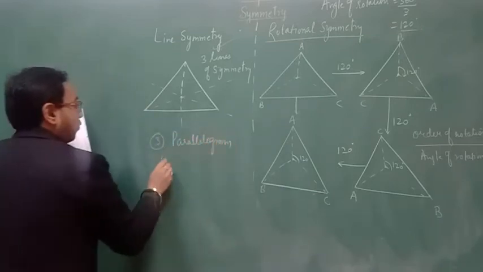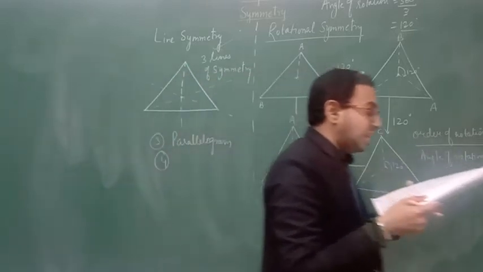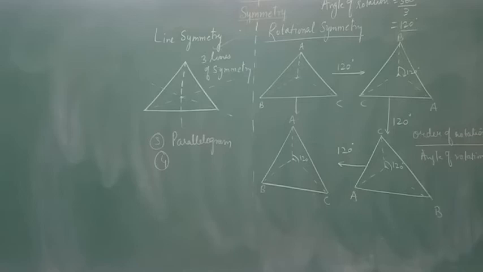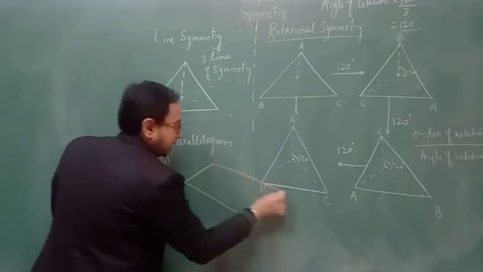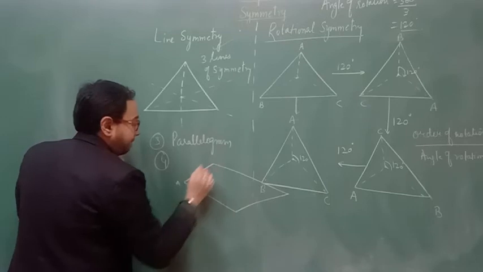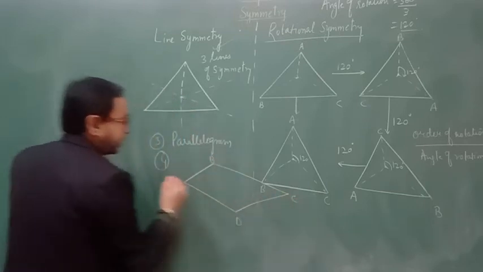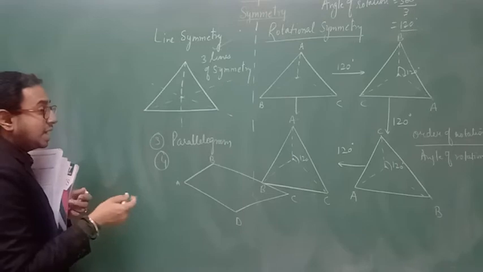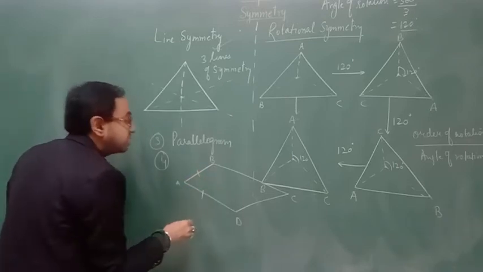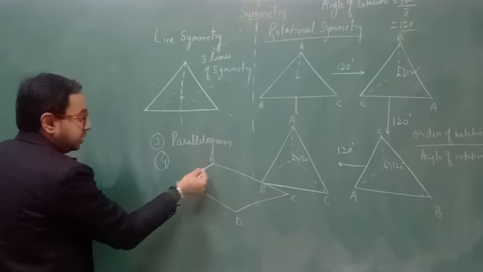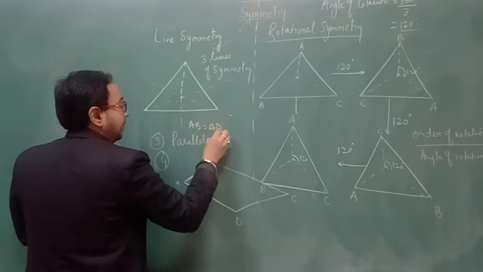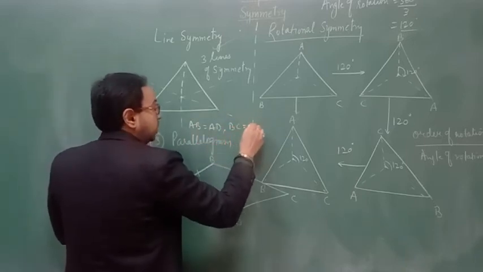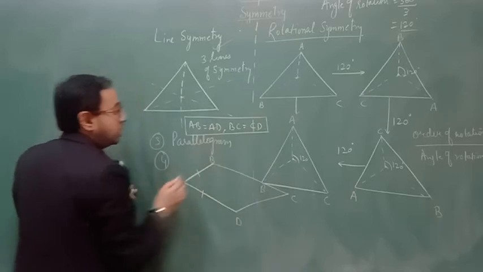Next, fourth, a quadrilateral with line symmetry but no rotational symmetry of order more than 1. The example I'll take is a kite. Let's consider kite A, B, C, D. Now, what do you mean by kite? Basically, kite is a quadrilateral whose adjacent sides are equal. Adjacent side means these two are adjacent sides. So AB is equal to AD. Next, BC is equal to CD. They are adjacent sides equal, therefore it's a kite.